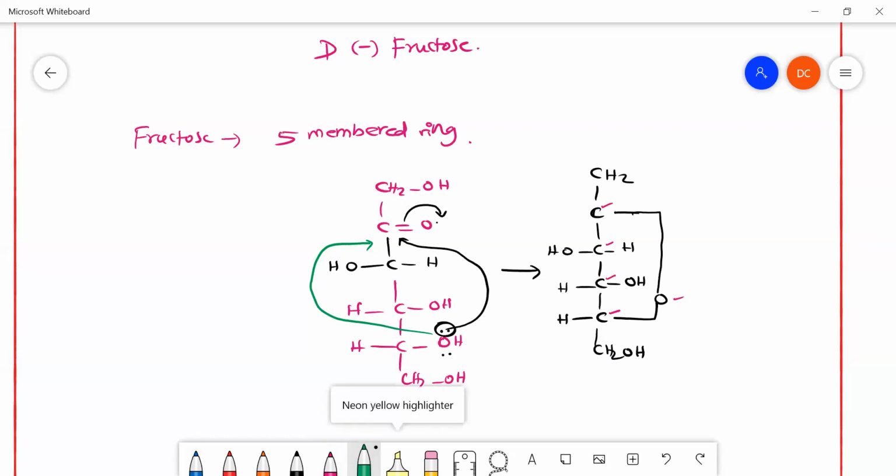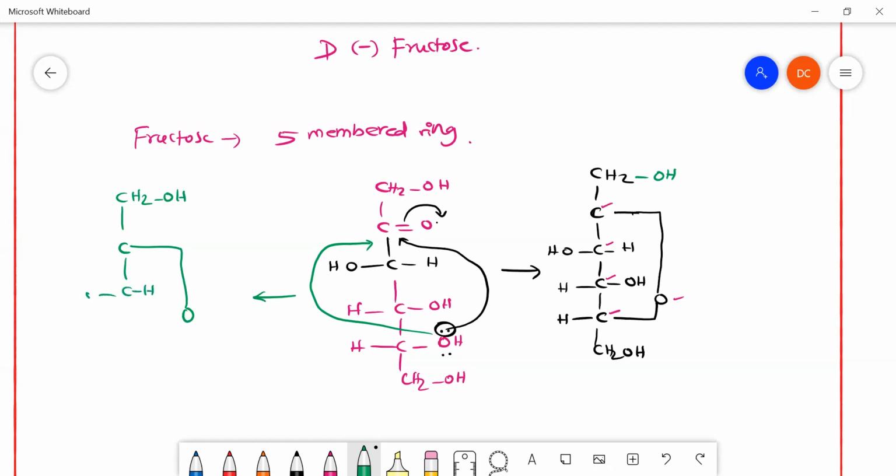It forms a five-membered ring. It can also be attacked from the back side, because that C double bond O group is an sp2 hybridized carbon. It's planar in structure, so it can be attacked from both sides, front side or back side. So here also, CH2OH is there. And then CH2OH, here C, and here also CHOH, here COH, here H, here C will be attached here, then here H, here CH2OH.